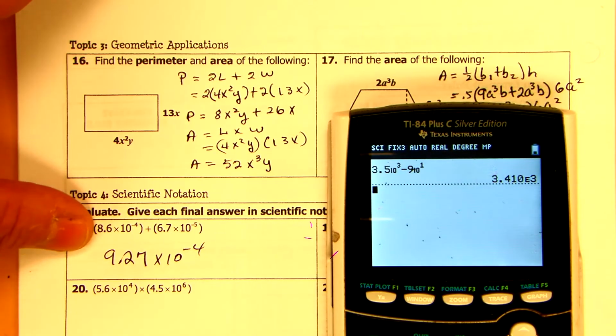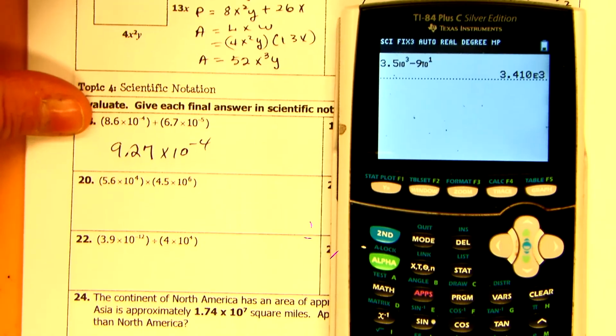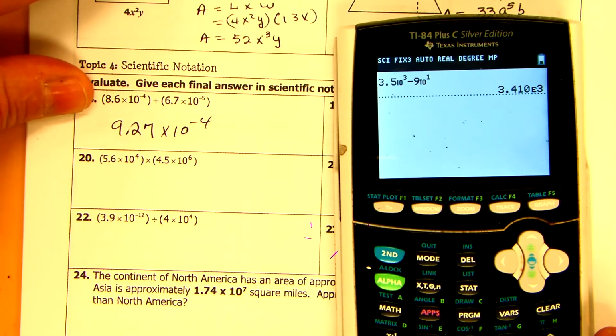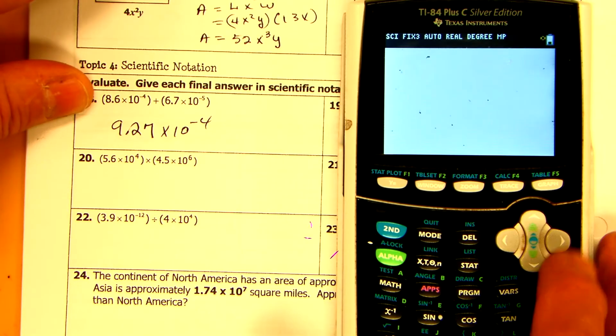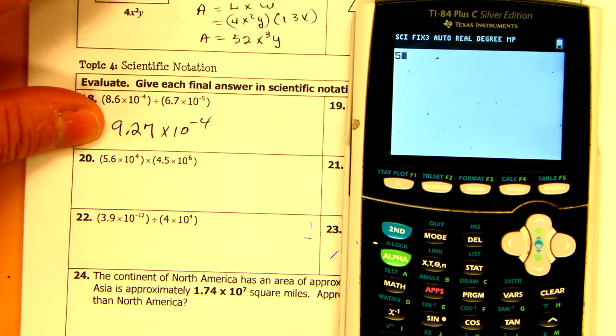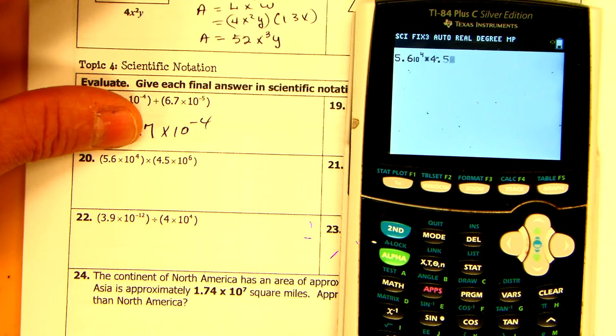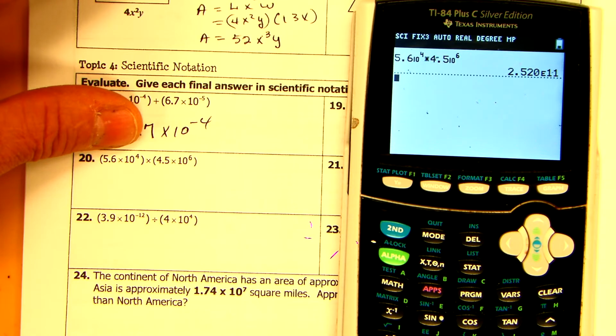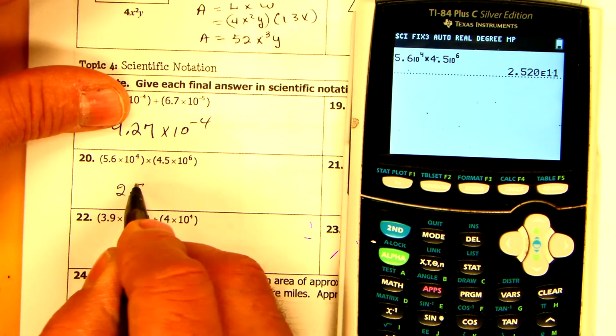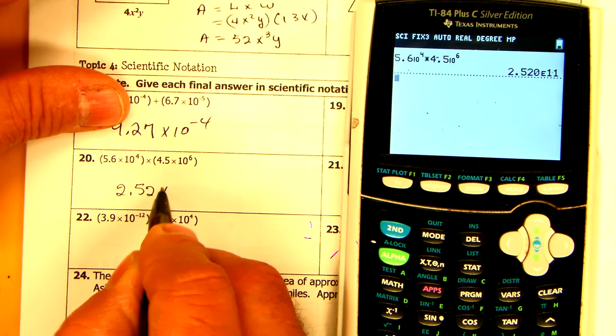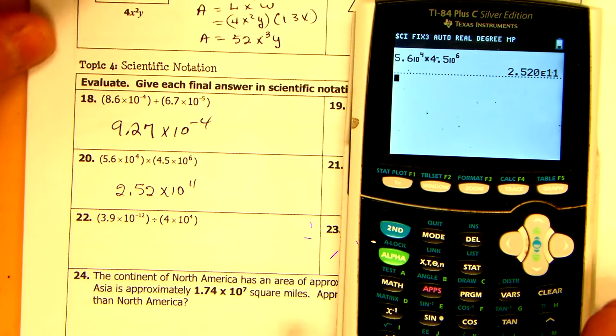Problem 20. Look at problem 20. We have 5.6 times 10 to the 4th power times 4.5 times 10 to the 6th power. That's going to give us 2.52 times 10 to the 11th power.